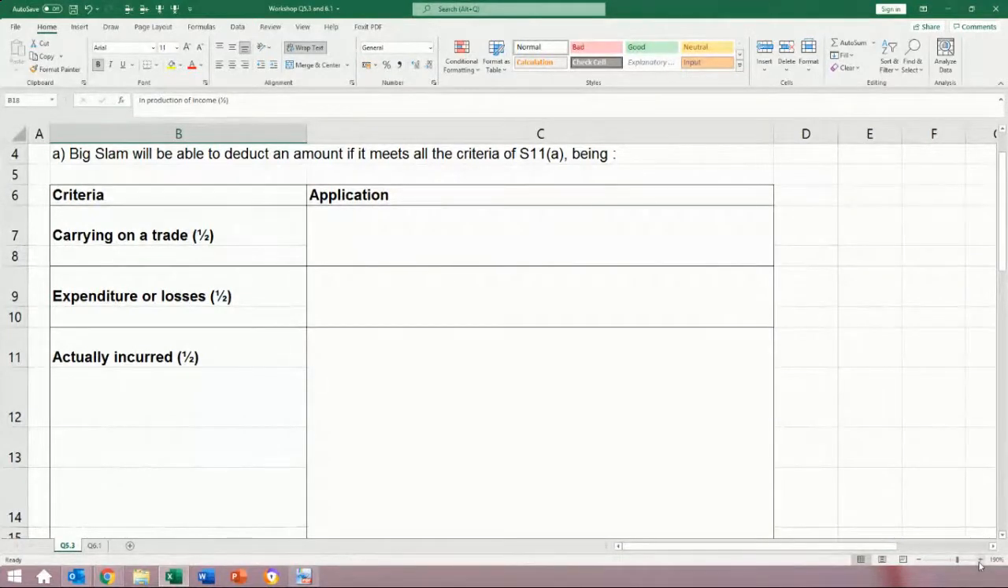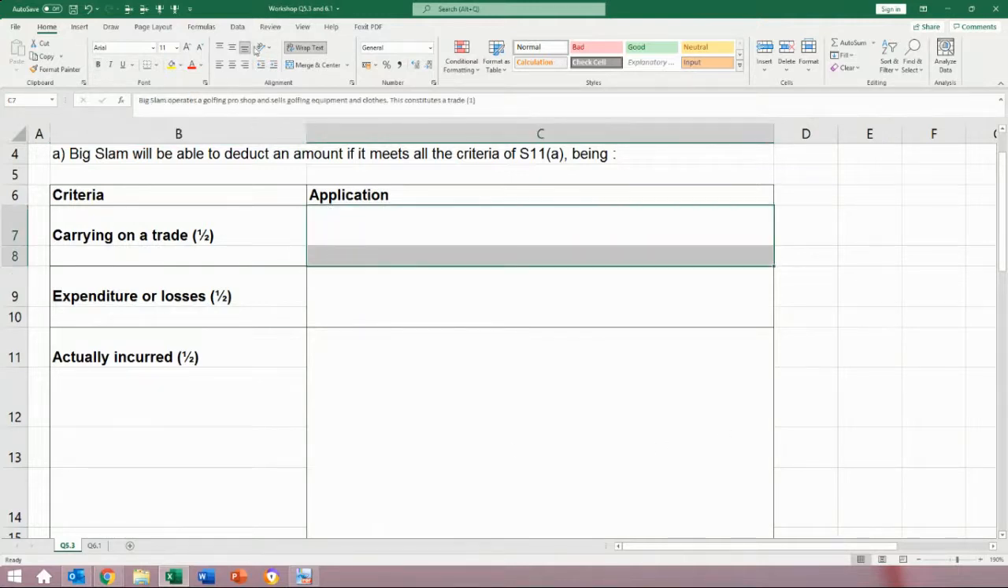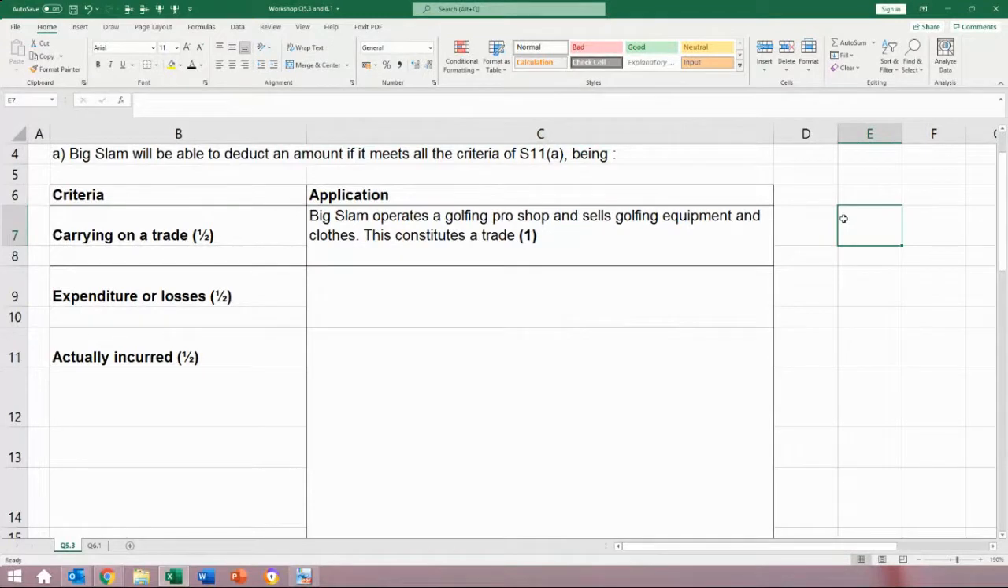Okay, so the first thing we said, are we carrying on a trade? Now, based on the information, we said yes, we are carrying on a trade because we are selling golf equipment, golf clothes, and that constitutes a trade based on the definition. Okay, so that is seen as carrying on a trade. You would have received the mark for that.